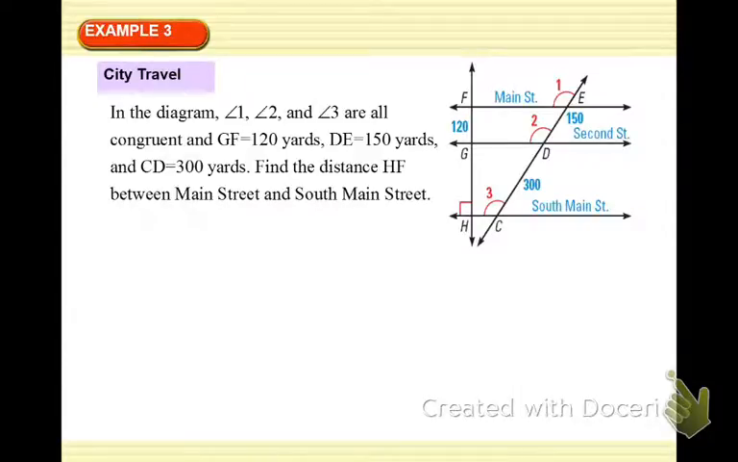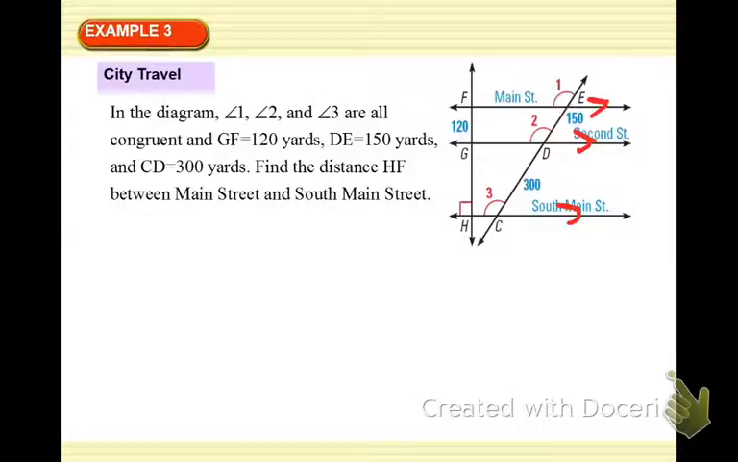So here in the diagram, angles 1, 2, and 3 are all congruent. What does that tell us? If 1, 2, and 3 are all congruent, what does that tell us about these lines? Main Street, 2nd Street, South Main Street. If these angles are congruent, this is a transversal. What would that tell us? Aaron? Yeah, all these streets are parallel. That's why they talk about that. All the streets are parallel.